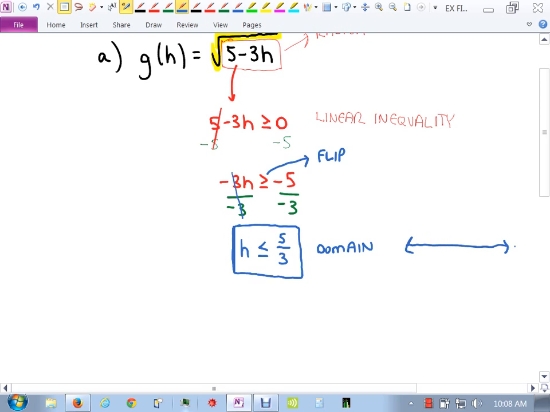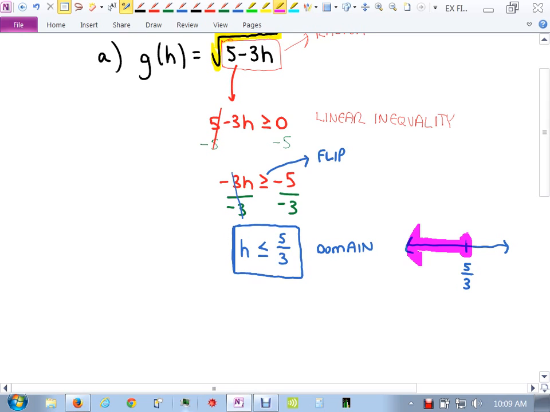Now, let's draw a number line just so we can get an understanding of what this means. If this is 5/3 right here, then I'm saying that whatever value we plug in has to be less than or equal to that. That means it can be anything to the left of it, anything over here forever. And it could also be 5/3 itself. So if I pick 5/3, plug it in, I should be okay. If I plug in anything to the left of 5/3, I should be okay. But if I plug in anything over to the right, something bad is going to happen.